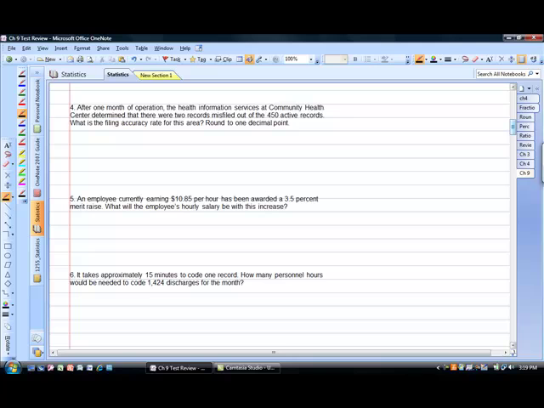After 1 month of operation, the Health Information Services at Community Health Center determined that there were 2 records misfiled out of 450 active records. What is the filing accuracy rate for this area? Okay, we had 2 records that were misfiled out of 450, and they want to know the filing accuracy. So you subtract those 2 misfiles from the 450, and that gives you 448 records accurately filed.